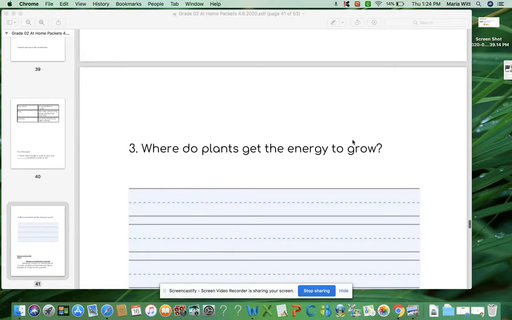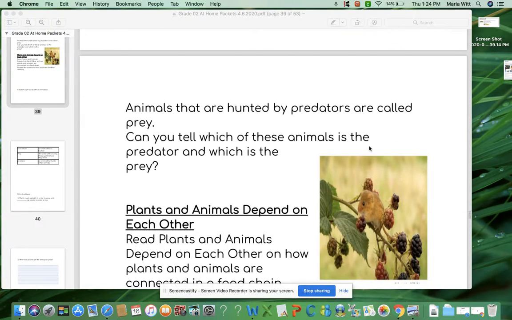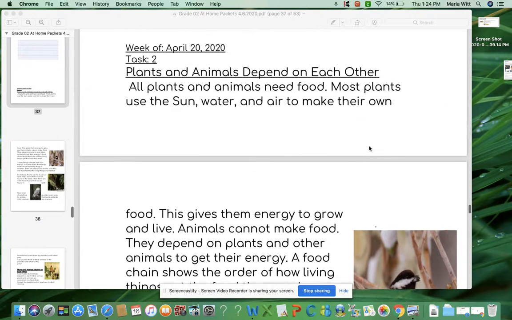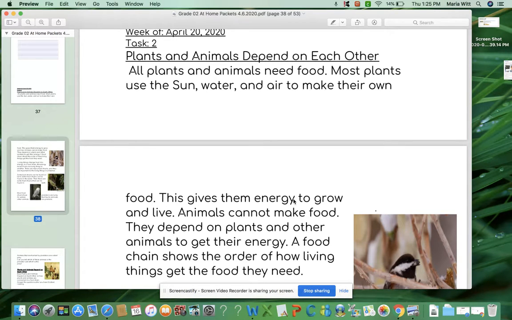Where do plants get the energy to grow? So we're going to go back in the article. We can always go back in the article. Where do plants get energy to grow? I see here the word energy. So I'm going to go back through and read what that says to figure out what gives them energy.